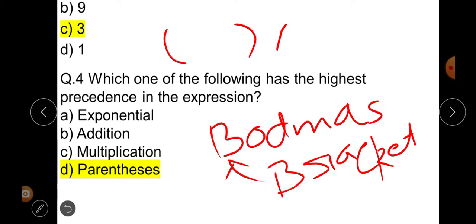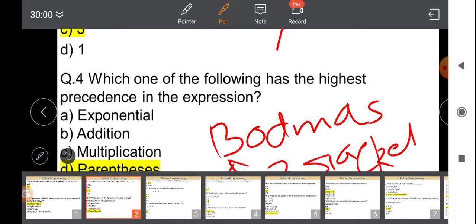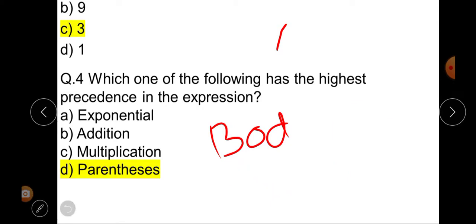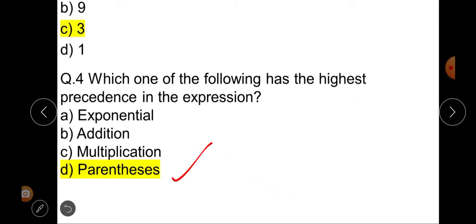After that, second priority is of exponential among these options. So first is parenthesis, second is exponential, and addition and multiplication both have same priority, same precedence. So here the question asked is, which one of the following has the highest precedence in the expression? So parenthesis has the highest precedence in this expression. So our answer is D. D is the answer. Parenthesis has the highest precedence.